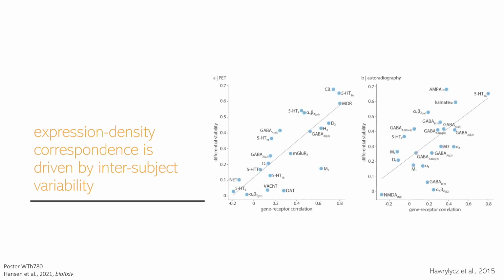So in the next plot, I am plotting on the x-axis the correlation between the gene expression and the receptor density. And on the y-axis, that is the differential stability of the gene that is coding for the receptor. So that's a measure of how variable this gene is across the 6 donor brains in the Allen Human Brain Atlas. So something like 5-HT1A, that's a serotonin receptor, this one has a great correlation with its gene expression. So the PET map, the receptor density map, is nicely correlated with the gene expression. And also, this gene expression map is quite consistent across the donors. So suggesting this relationship between intersubject variability and how closely the two correspond to one another.